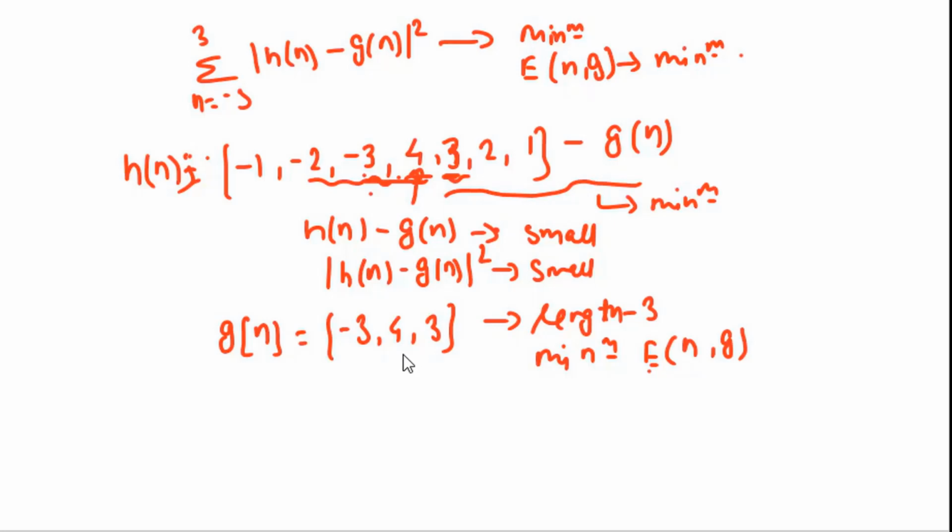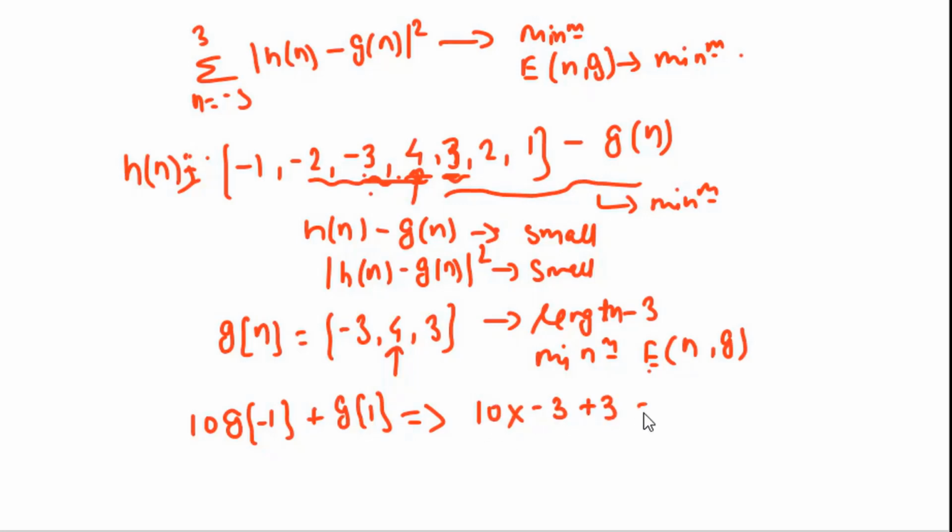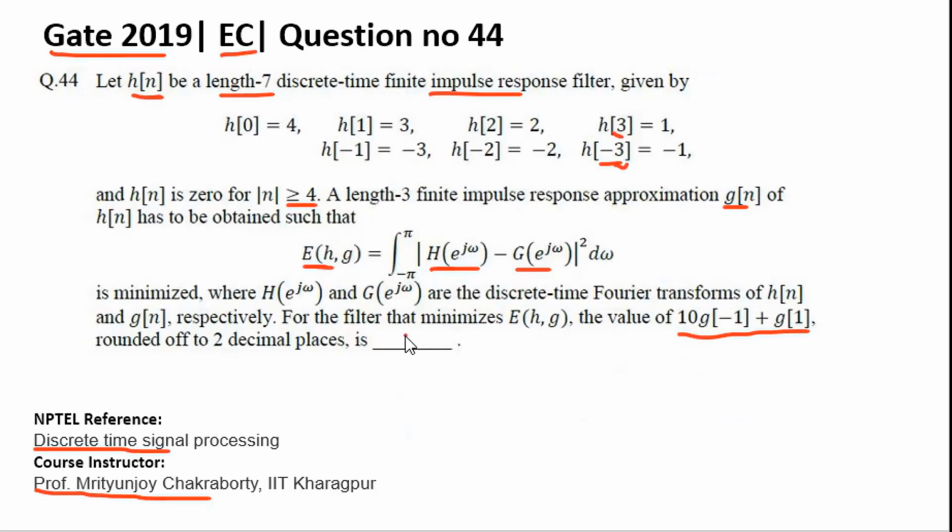So now you have g of n as -3, 4, 3. You need to find 10 times g of -1 plus g of 1. By putting the values of g of -1 and g of 1, you will get 10 into -3 plus 3, which is equal to -27. So the correct answer for this question is -27.